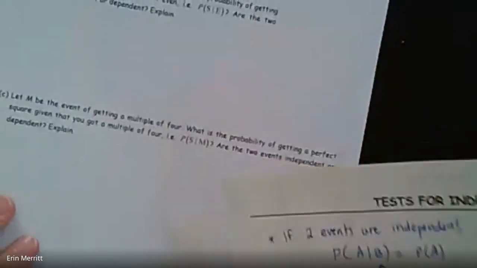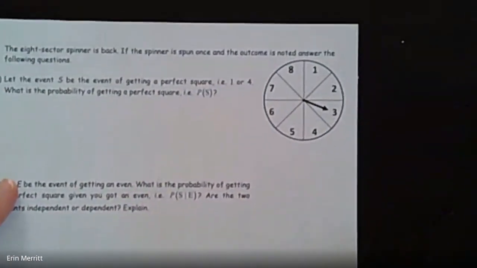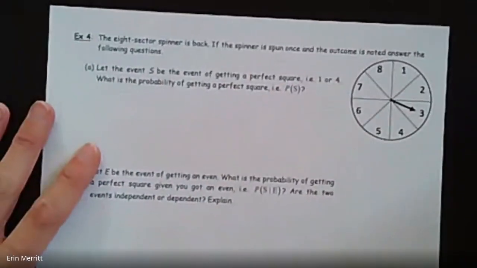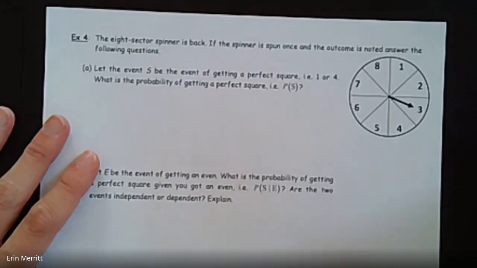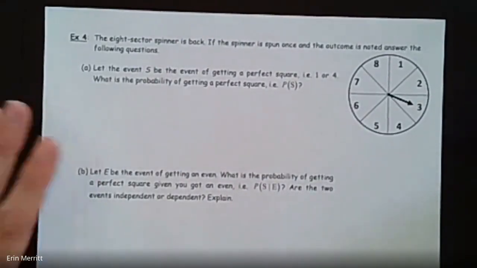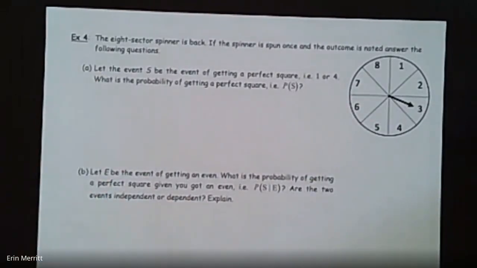All right, last page. Let's jump back. We got a little spinner question, and then we're done. So last page, it says you've got an 8-sector spinner. Once the spinner is spun once, the outcome is noted. Answer the following question. That seems very not like a normal sentence. Let the event S be the event of getting a perfect square.